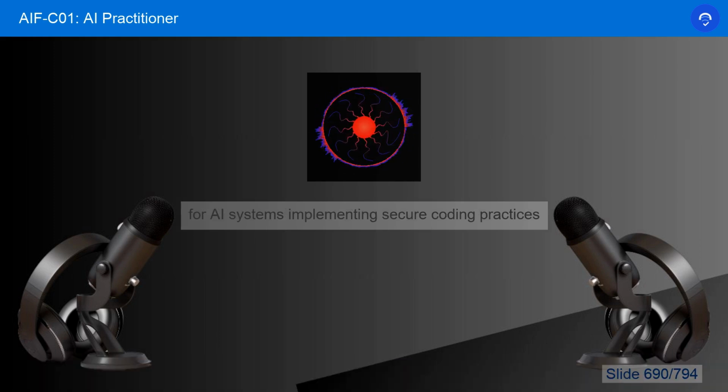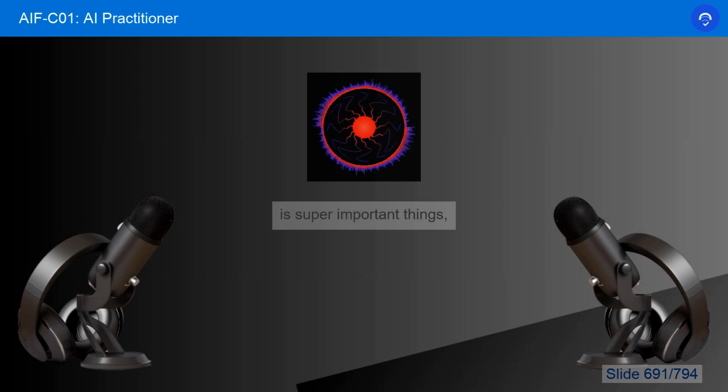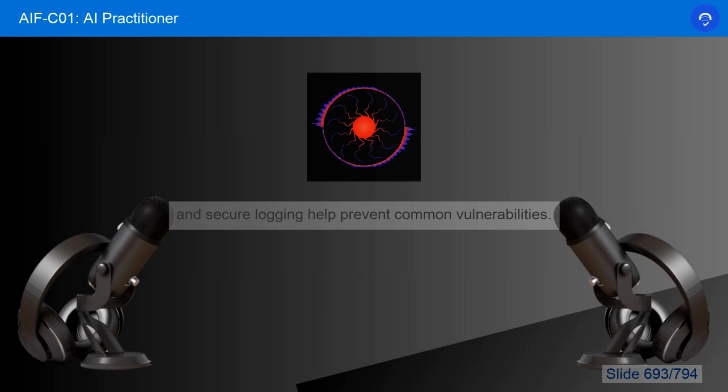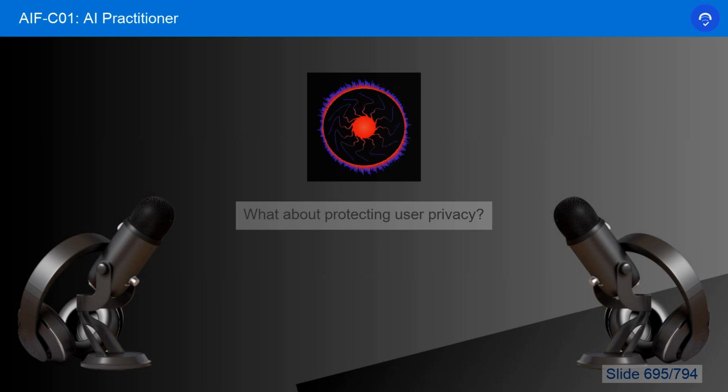For AI systems, implementing secure coding practices is super important. Things like input validation, output encoding, and secure logging help prevent common vulnerabilities. It's like building a house with a strong foundation. What about protecting user privacy?